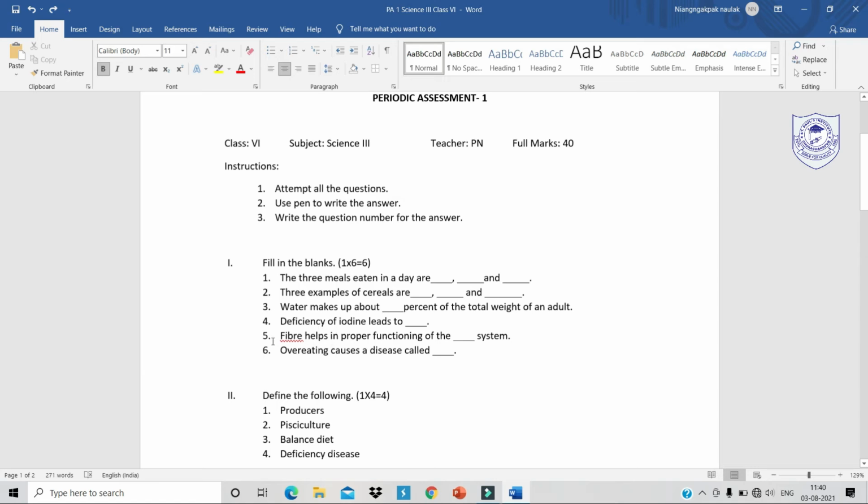Okay, and in fill in the blanks, question number 3, many of you are writing water makes up about 10%. Some of you are writing 90%. The correct answer is 70%. Okay, and deficiency of iodine leads to goiter. Goiter spelling is Goitre. Many of you are writing Goiter. So you should work on your spelling also.